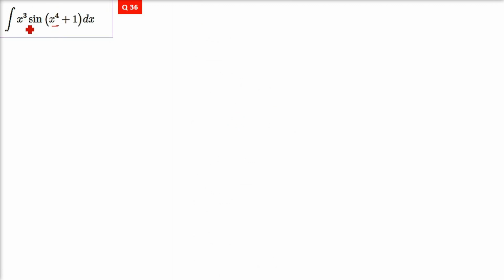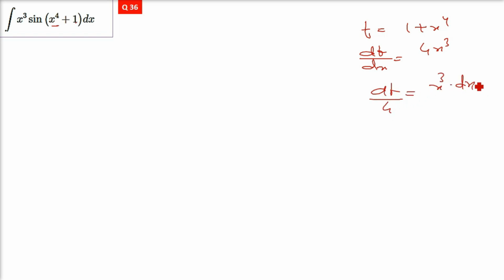So x raised 4 plus 1, if directly written as t, x cube dx will directly come. Don't just put x raised 4 as t. Always take 1 plus x raised 4 as t. So dt by dx will give you 4x to the power 3. This dt will be equal to dx, you can take on the right hand side, and 4 in the denominator. Dt by 4 is x cube into dx. So x cube into dx is dt by 4.